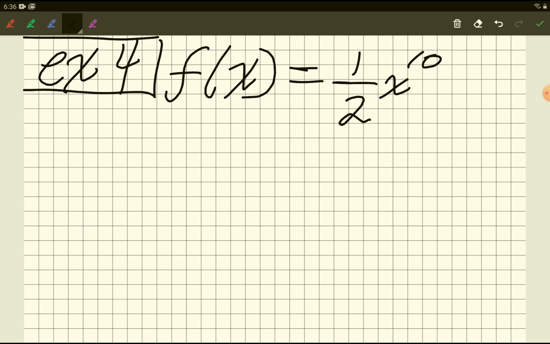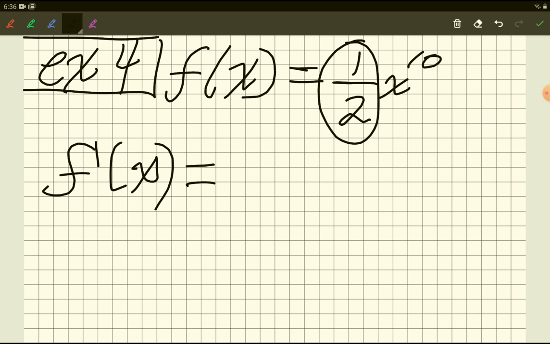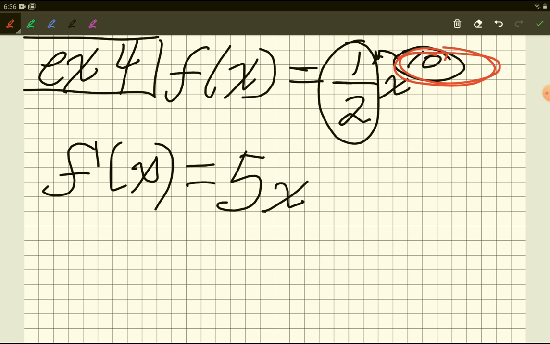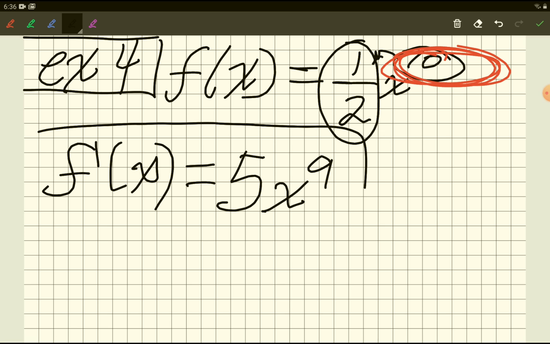Okay. So f prime of x. Again, this is your coefficient. Treat it like a number. So 10, multiply it by that coefficient. 10 times 1/2, aka 10 divided by 2, is 5. Keep that x. Now, don't forget, last step, we subtract 1 from the original exponent. 10 minus 1 is 9. See how easy, guys? Simple.